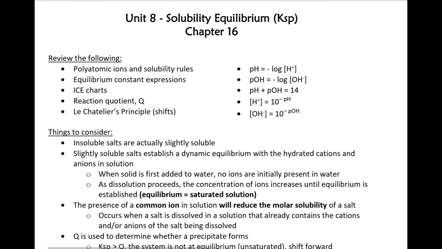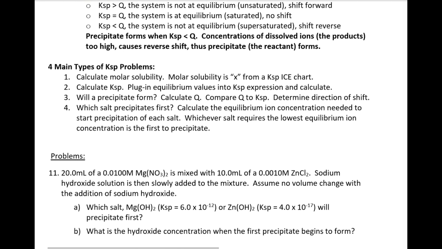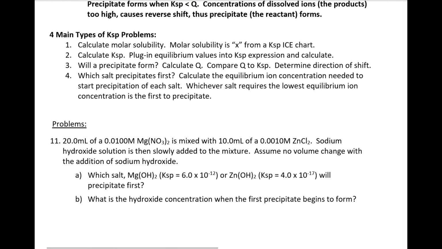Okay, and continuing our KSP discussion, also known as solubility equilibrium, we're going to focus in on the fourth type of KSP problem. Which salt precipitates first? In these scenarios, you're going to have a mixture that contains ions, and you're going to take a second solution and slowly add it to the original solution, and you're going to cause a precipitate to form.